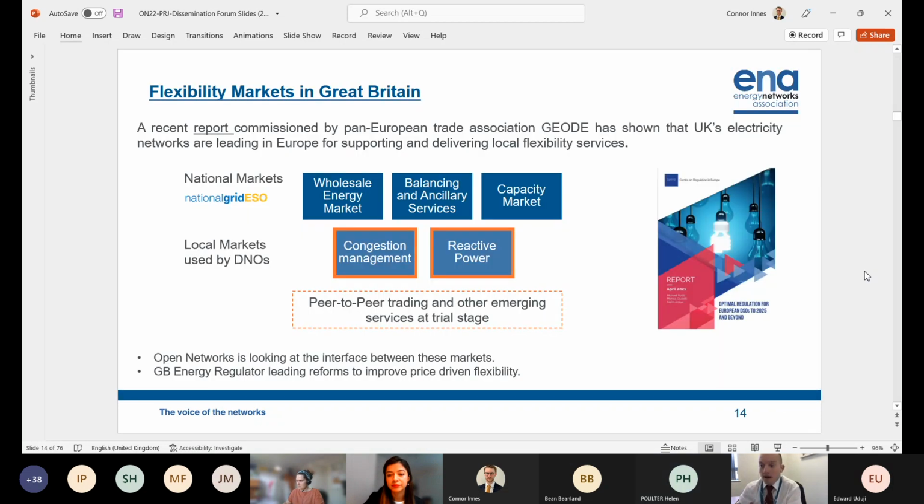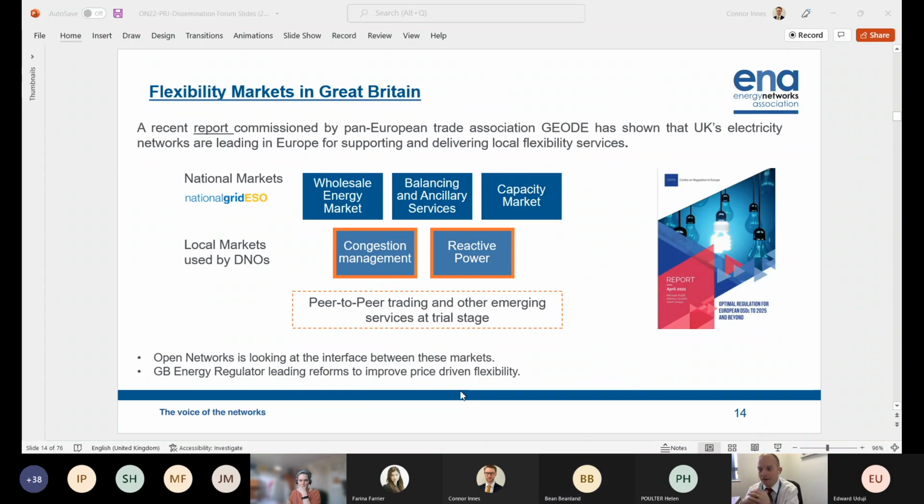Excellent. Thanks. Hi, everyone. I'm Ben Godfrey. I'm the chair of Workstream 1A, which looks after the elements of Open Networks that relate to flexibility and flexibility markets. So looking across flexibility, clearly an exciting topic for the electricity industry. Flexibility has been used by the electricity industry really since its initial inception for balancing supply and demand.